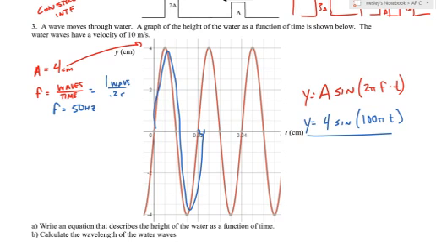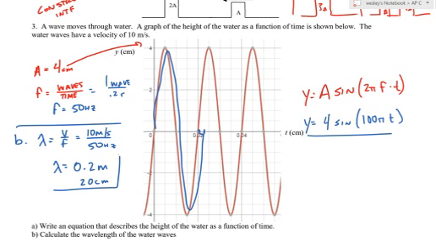On part B, calculate the wavelength of the water waves. That might be a little bit different. So for part B, we can totally do this. Wavelength is velocity over frequency. They tell us that the velocity is 10 meters per second. We just found the frequency to be 50 hertz. So that wavelength comes out to be 0.2 meters, which is 20 centimeters. Okay, that's just some basic wave stuff. It's a little bit of a review of things that we've done before.